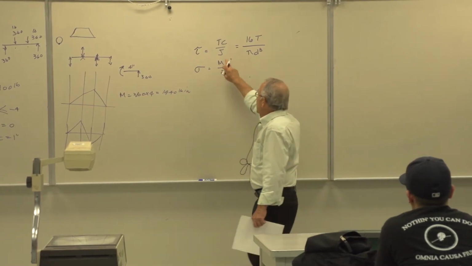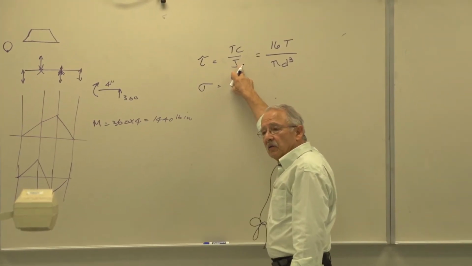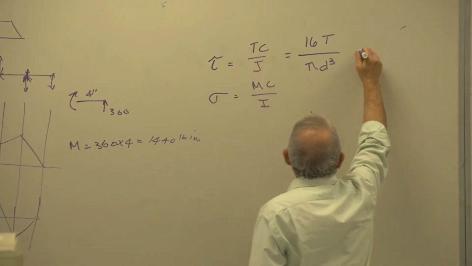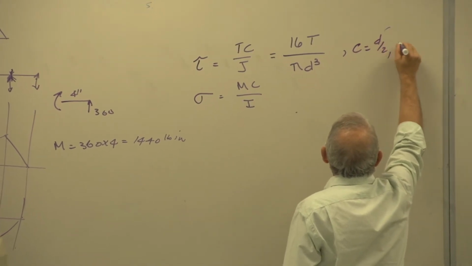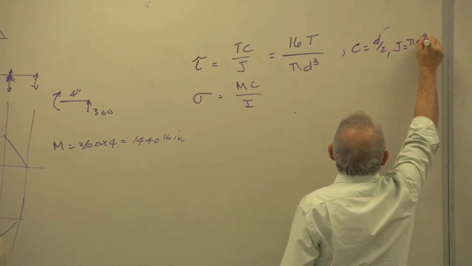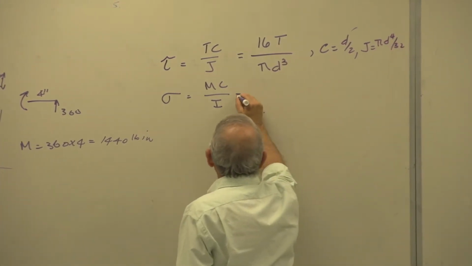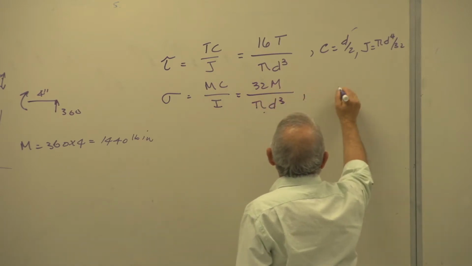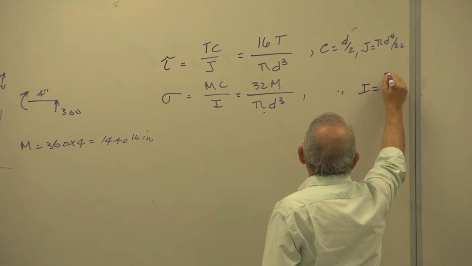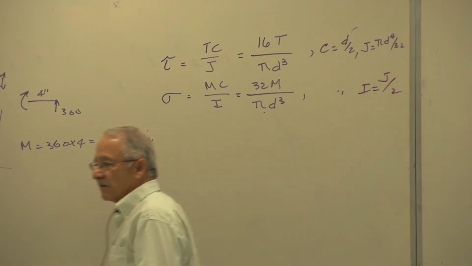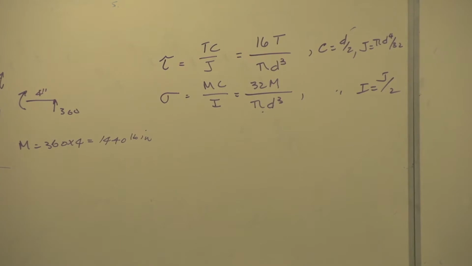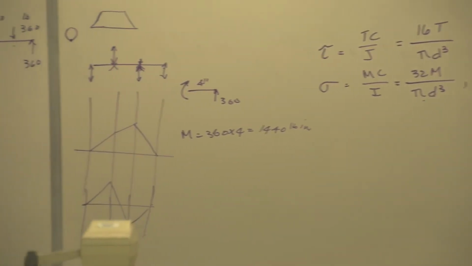This comes from the fact that J is equal to pi d to the fourth divided by 32, and c is, let me write that here, c is d over 2, J is pi d to the fourth over 32. And then this one turns into 32M divided by pi d cubed. And I equals half of J. This equation is much easier to use, and you need not calculate the moment of inertia. It's strictly in terms of the diameter.